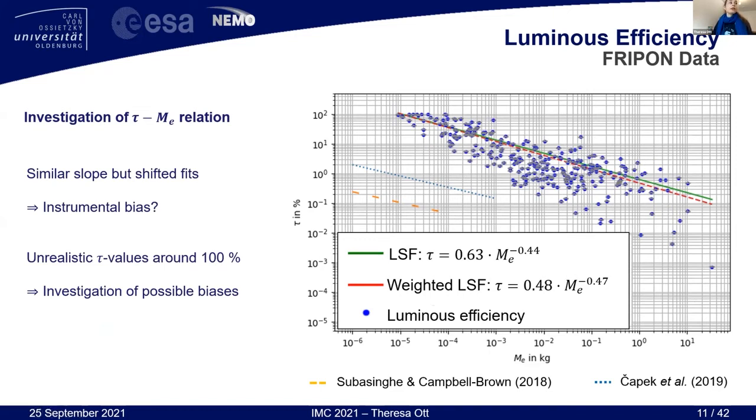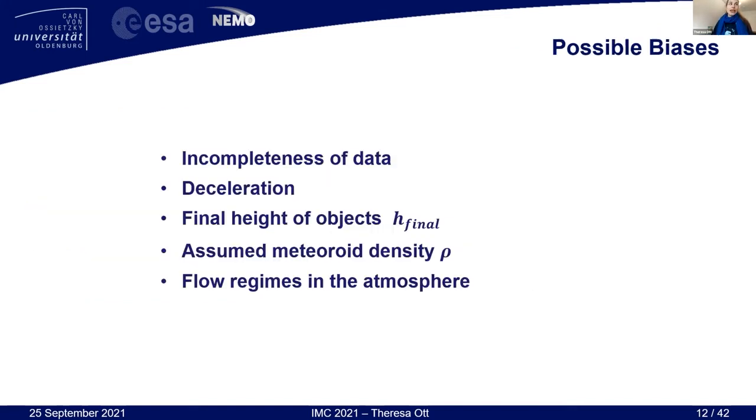What we find quite interesting is that we have a similar slope to their findings, but we have shifted values. We would assume this might be due to instrumental bias. What's more problematic is that we find unrealistic luminous efficiency values around 100%. Of course, we can't have luminous efficiencies over 100%. So we want to investigate some possible biases that introduce these unrealistic values.